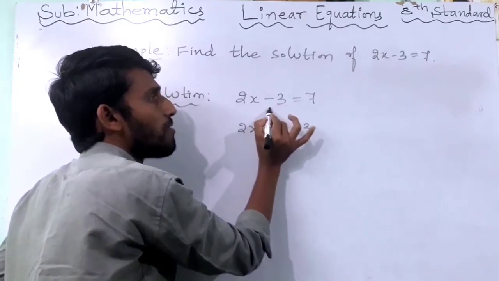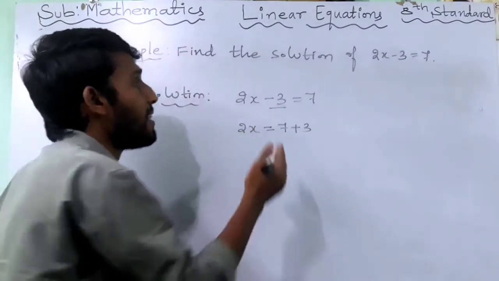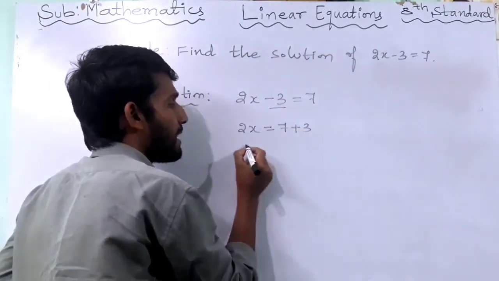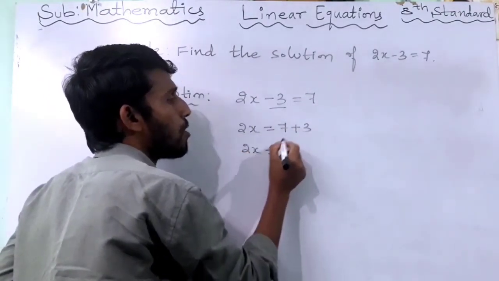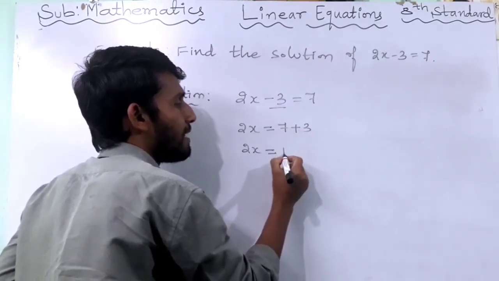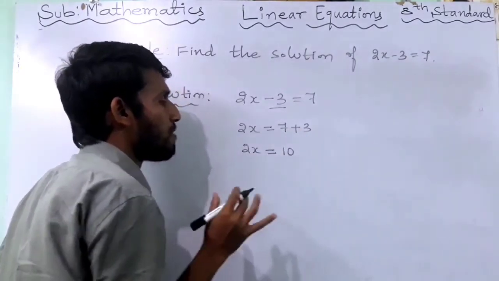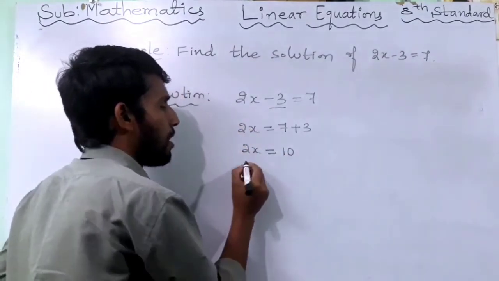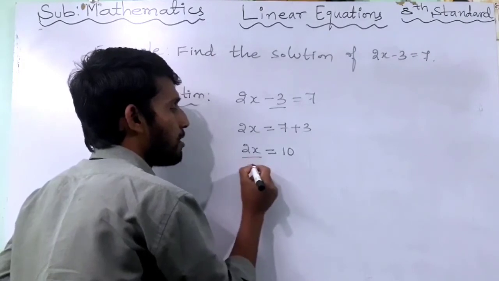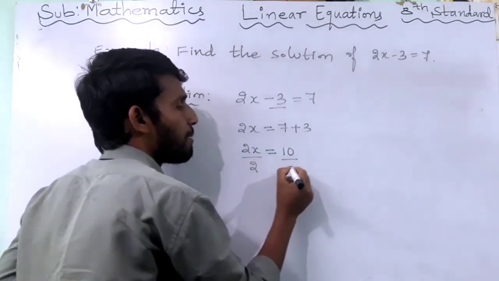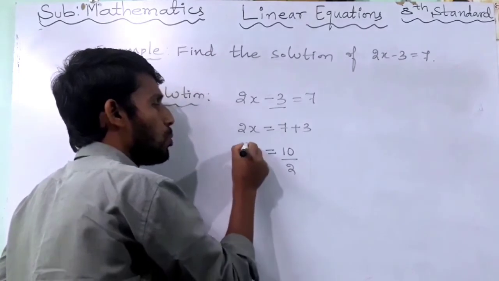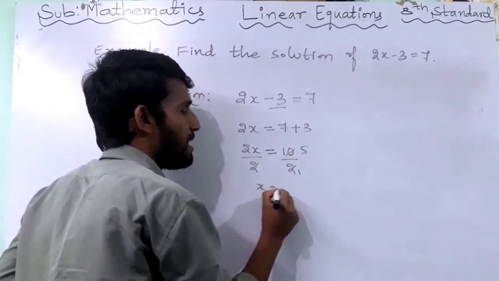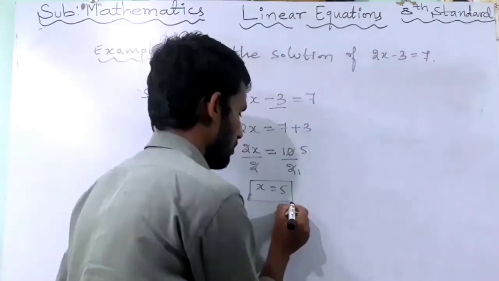Dear student, when you shift from one side to another side, this negative becomes a positive. Now when we add, we are getting 2x is equal to 7 plus 3. When you add, you will get 10. Now we have to divide by 2 on both sides, LHS side and RHS side. Now I am dividing by 2 on both sides. 2 gets cancelled. 2 ones are 2, 2 fives are 10. x value is 5. This is the solution.